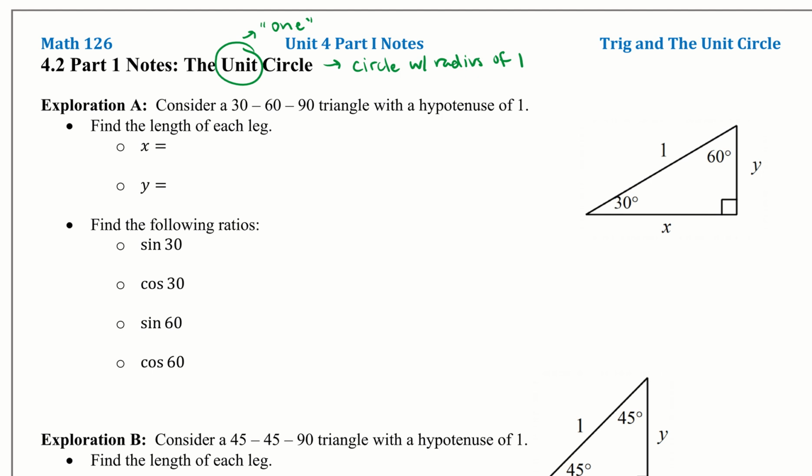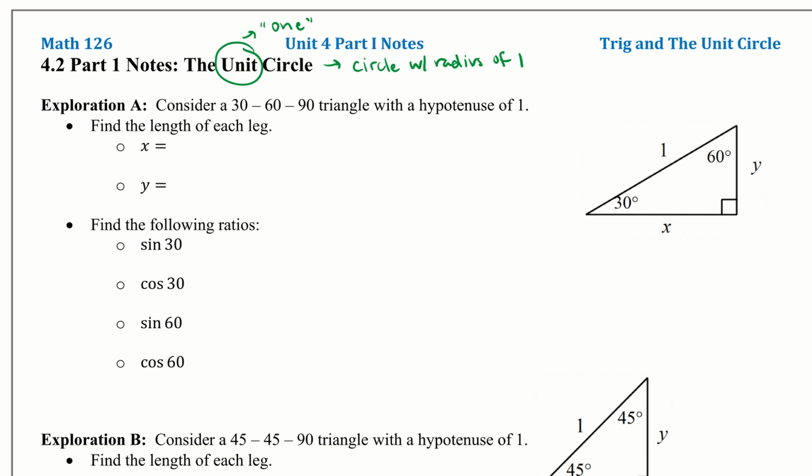and the coordinates of a couple different points. But before we do that, let's get a reminder of the ratios with 30, 60, 90 triangles and 45, 45, 90 triangles, because those are going to be values that we're going to use on our unit circle. So let's say I have a 30, 60, 90 triangle and the hypotenuse is 1. We want to find the length of each leg. If you already remember your ratios, pause the video and try to do exploration A and B on your own. But if not, I'll go ahead and go through it now.